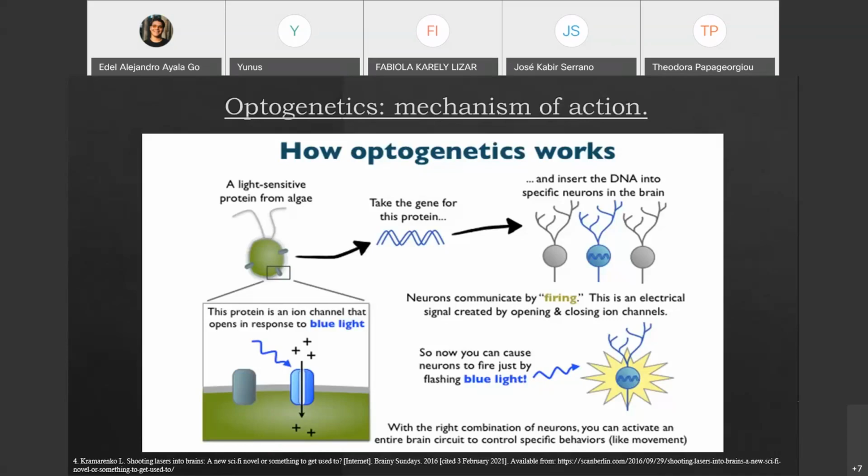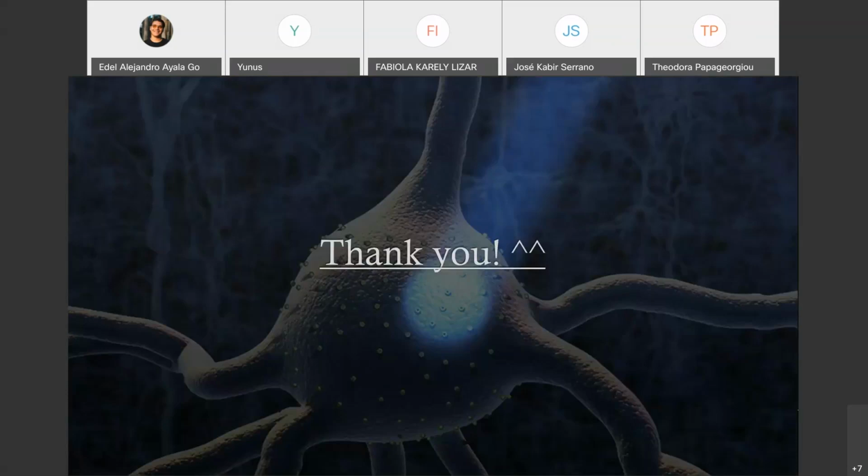So this is very interesting because it can allow us to control certain behaviors, certain actions, such as movement, for example, which is why it could be useful in treating diseases in the future, like to control movement. And that's it for me. Thank you very much.